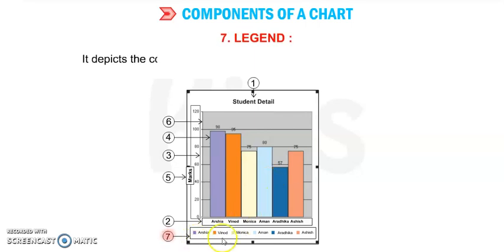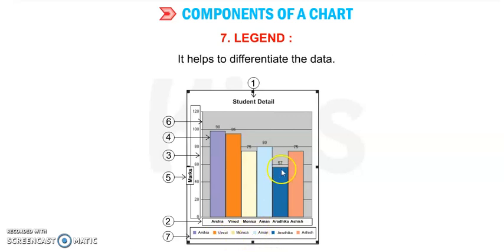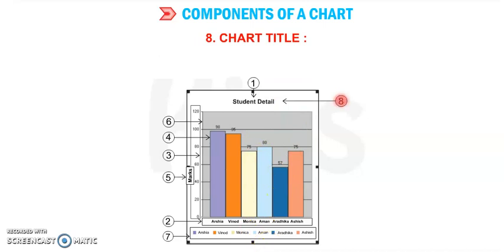Next is the legend. You can see here. It depicts the color, pattern or symbol assigned to the data series. It helps to differentiate the data. You can see these bars all have different colors, and we can show with the legend which data is indicated by which color.